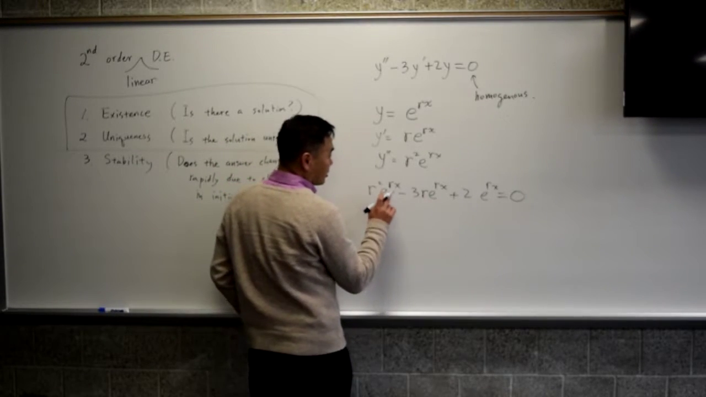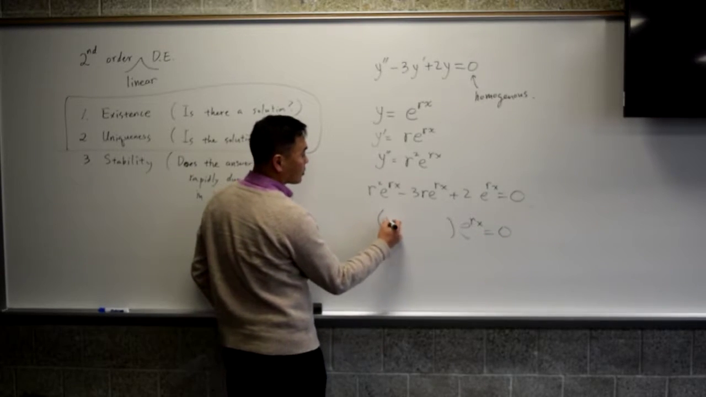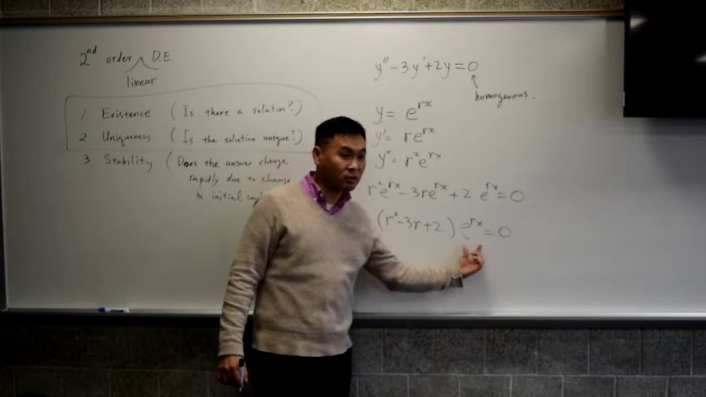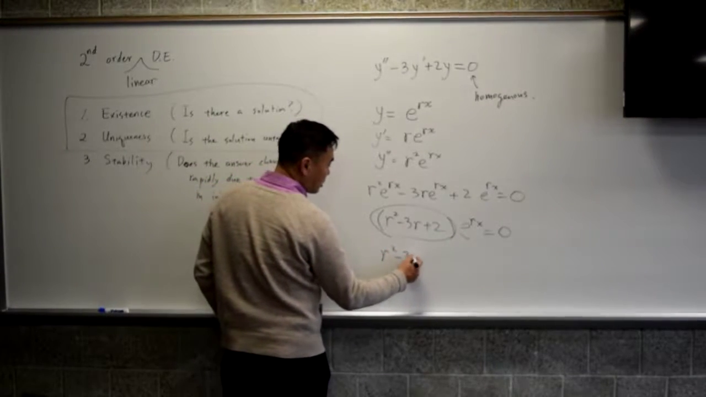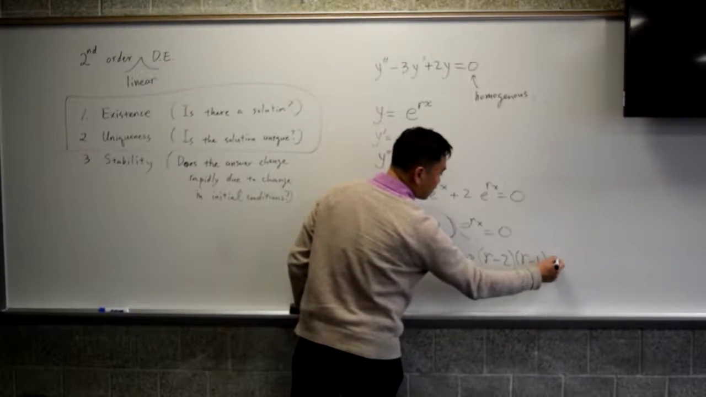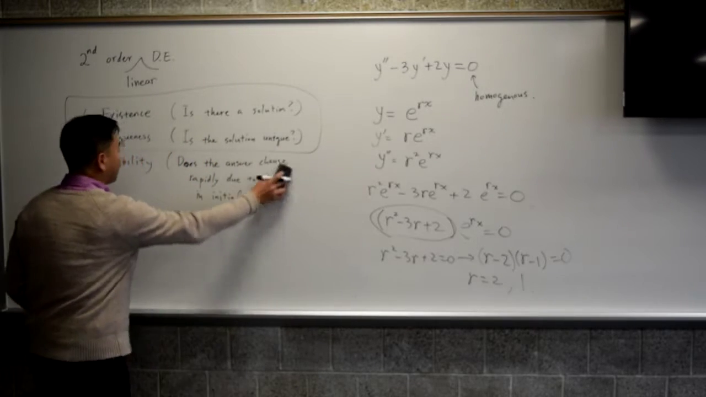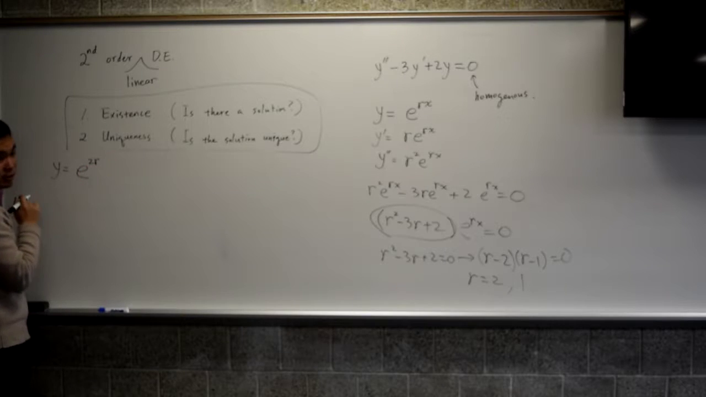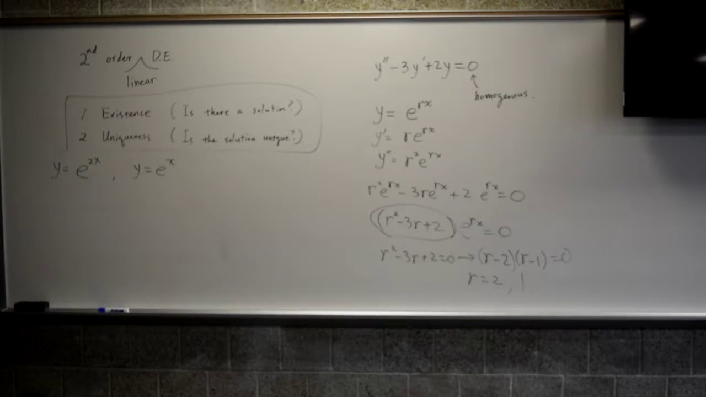Okay. Now I can factor out the e to the rx because that's the common factor. What's left in here? r squared minus 3r plus 2. Now, can exponential functions be 0? No, exponential functions can never be 0. So the only way this could happen is when this is 0. So let's see, r squared minus 3r plus 2 is 0. And then you have r minus 2, r minus 1. So you get r equals 2, r equals 1. That means not only do we have one solution, we actually got two solutions. So we got y equals e to the 2x, that's when r is 2. And also y equals e to the x, that's the other solution.